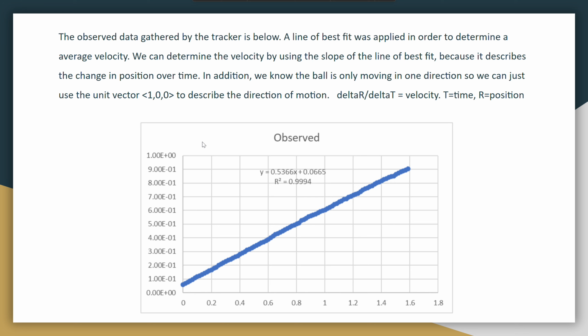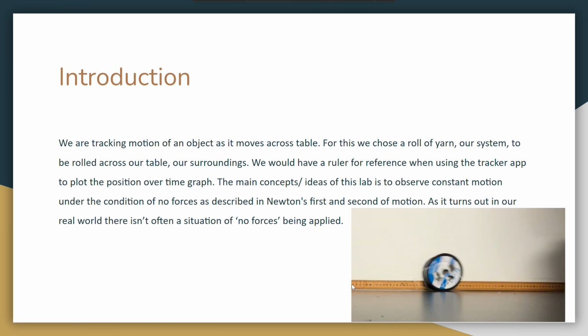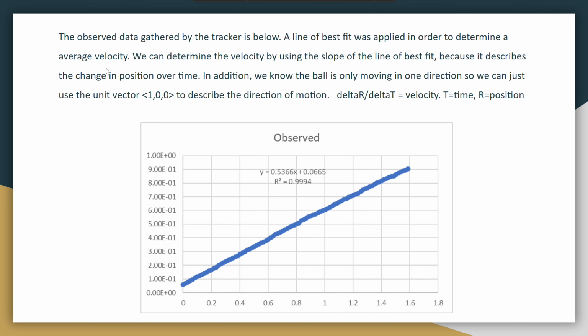The observed data was taken by getting a measuring stick, a meter stick, and rolling the yarn right in front of it so we have a reference point for our tracker app. And we would use that tracker data and plug it into Excel to get a graph and then use a line of best fit. The line of best fit we got was right here. It was 0.5366x + 0.0665. We had a really high R squared value, which means that the line fit really well with the data points.